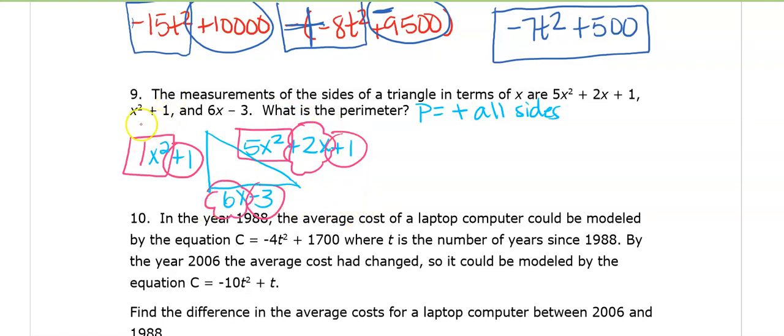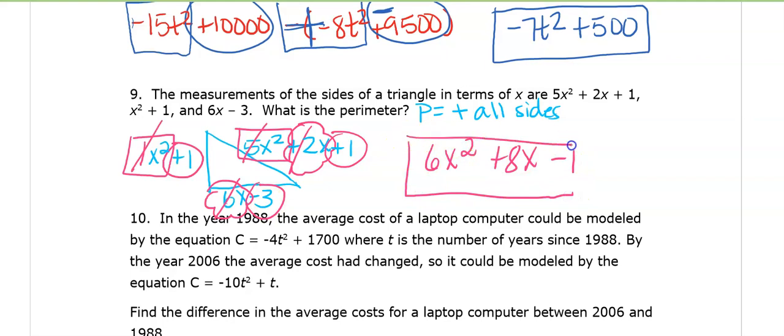So now let's combine them, all my squares. 1 plus 5 is 6x squared. And then 6x plus 2x is 8x. And then 1 plus 1 is 2. Minus 3 is negative 1. So this would be the perimeter. It's weird, we want a number, but that would be the perimeter of our triangle.